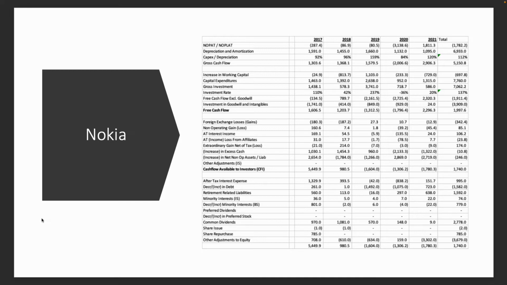Now, 5.1 billion of gross cash flow on a total 5-year basis. They reinvested 7,062 million of gross investment. That worked out to 137% reinvestment rate. Okay, with the exception of the outlier year 2020, 2017, 2019 were big investment years, 110%, 237%. 2018, 2021 were relatively small investment years, only 42% and 20%. So even though they averaged 137% reinvestment over the 5 years, it wasn't consistent each and every year.